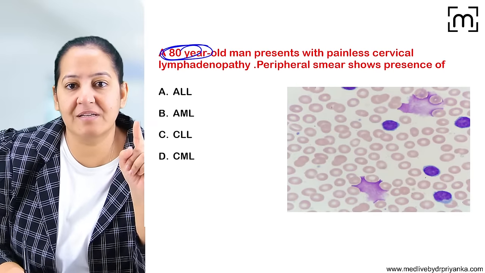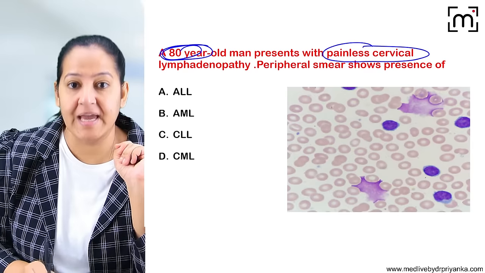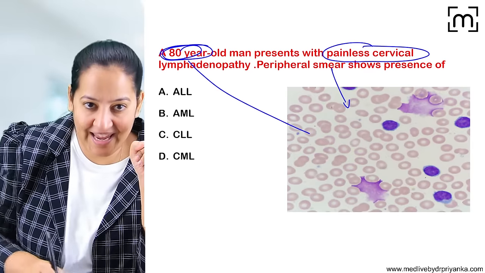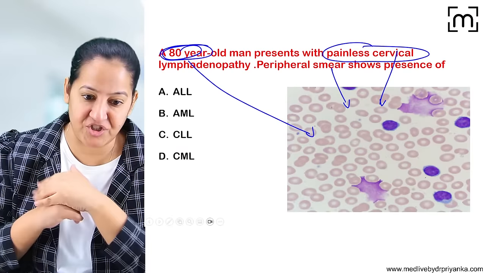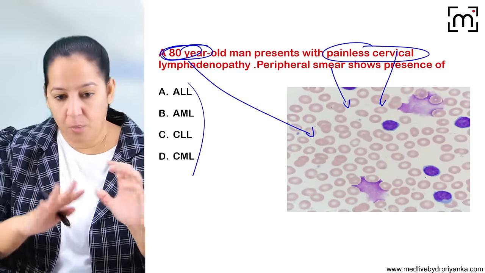Age is always important. Presented with a painless cervical lymphadenopathy, and the peripheral smear is given to you. Look at the age, look at the symptom, look at the image. Combine the three and tell me the diagnosis. What do you see in the image?